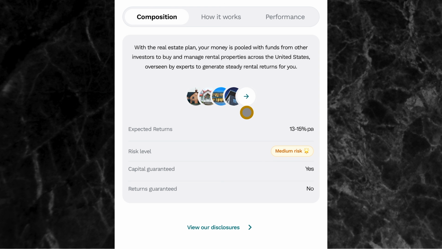I hope you understand. So the percentage you will most likely get when you invest in this, you can see expected returns, it is 13% to 15% per annum per year. Per annum means per year. And then the risk level of this kind of investment is medium risk. You know, we have low risk investment, high risk investment, and medium risk investment. So this one is a medium risk investment.